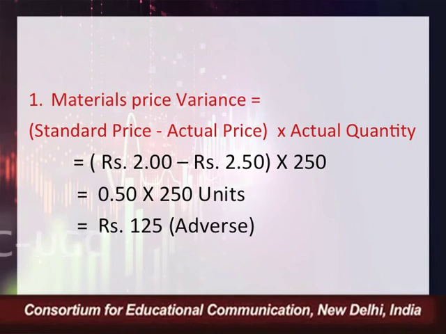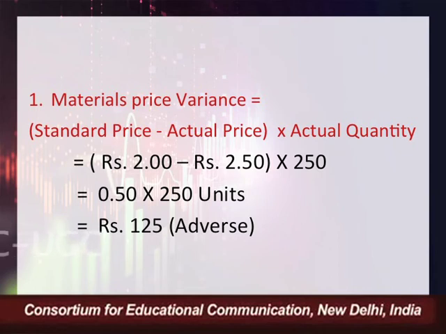So the second step will be the calculation of material price variance. Let's calculate the material price variance. Material price variance is equal to standard price minus actual price into actual quantity. In this question, standard price given is rupees 2, actual price is rupees 2.50. The difference will be multiplied with the actual quantity, that is 250.